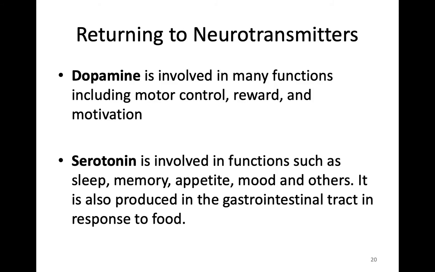All right, so I went a little bit more into depth than I'm really going to test you on, but out of interest, just to be able to go into detail and let you know that we have all these different neurotransmitters, and they're involved with a variety of different brain and bodily functions.